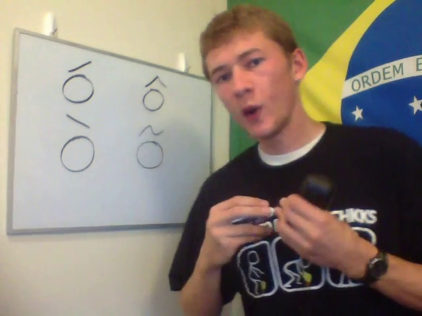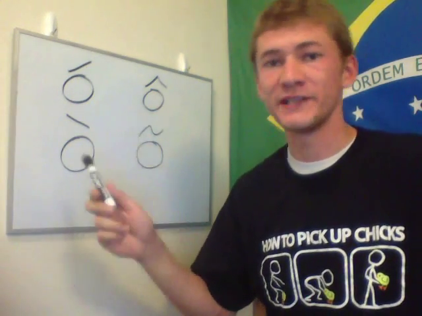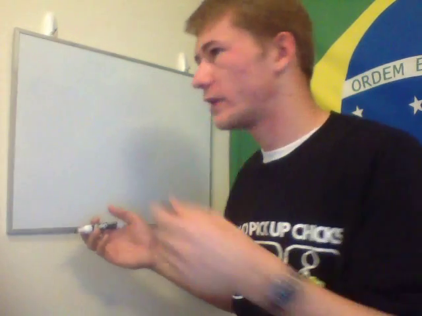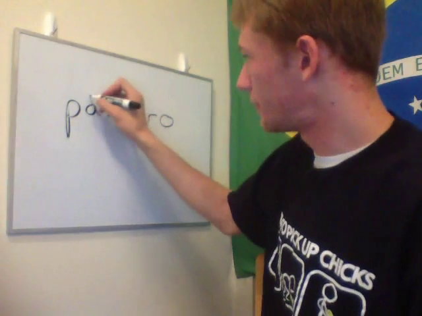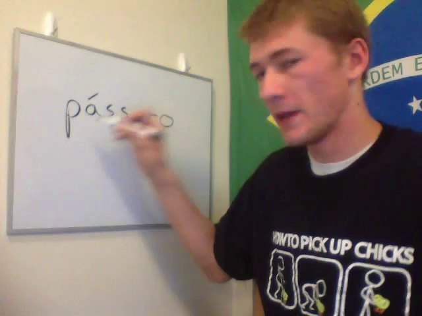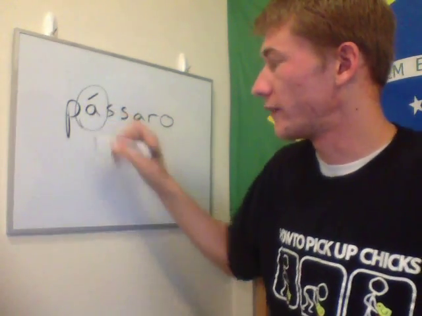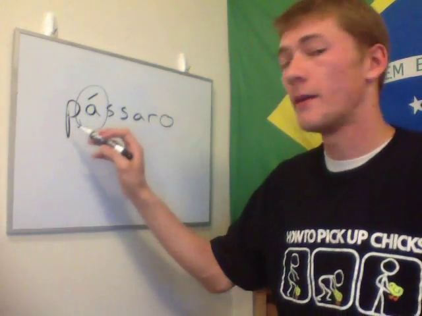Now when you see a word with one of these accents in them, the letter where the accent is in gets the stress. So let's show an example here. Let's say we get a word such as pássaro, which means bird. Now in the word pássaro, the accent is an acute accent and it goes over the first A. And because of this, the stress in the word is where the accent is. So instead of passaro, like it would be originally, it is pássaro.